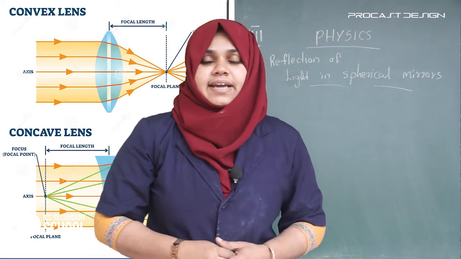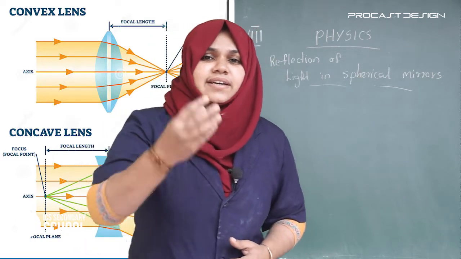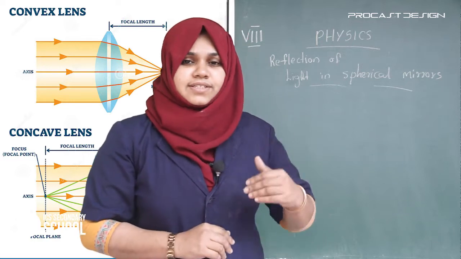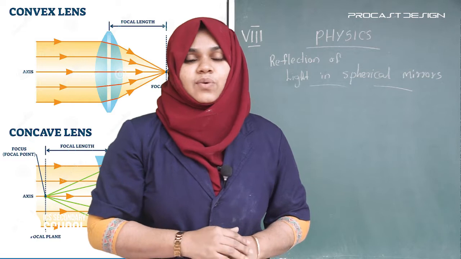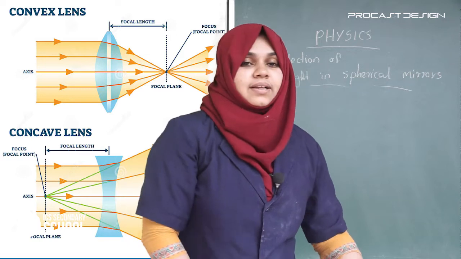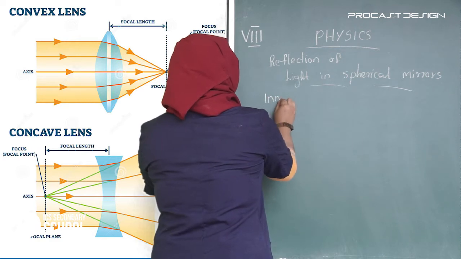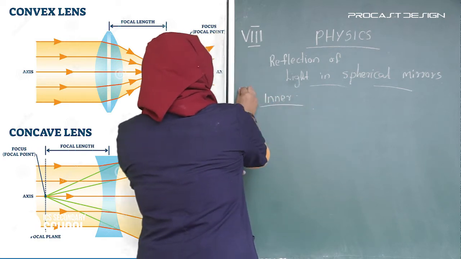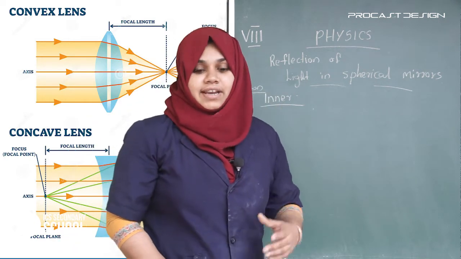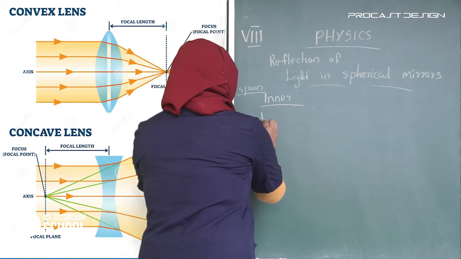Next, if we take a new steel spoon and look at its inner surface and outer surface, what is the difference between the images in the inner surface of the spoon and the outer surface of the spoon? Yes, in the inner surface of the spoon we can see a very large image, and an inverted image.